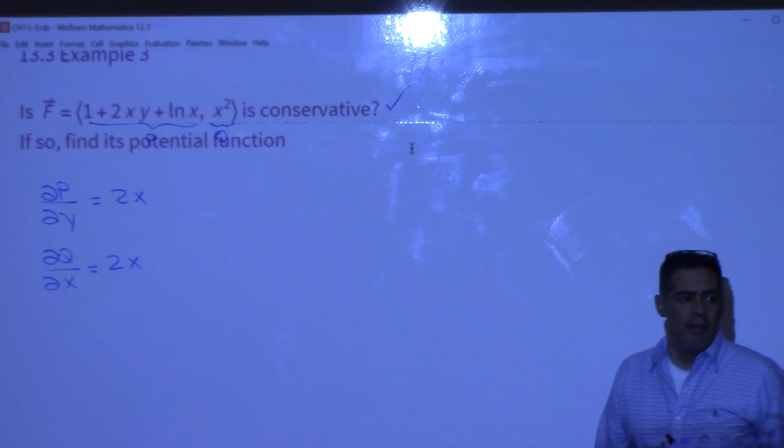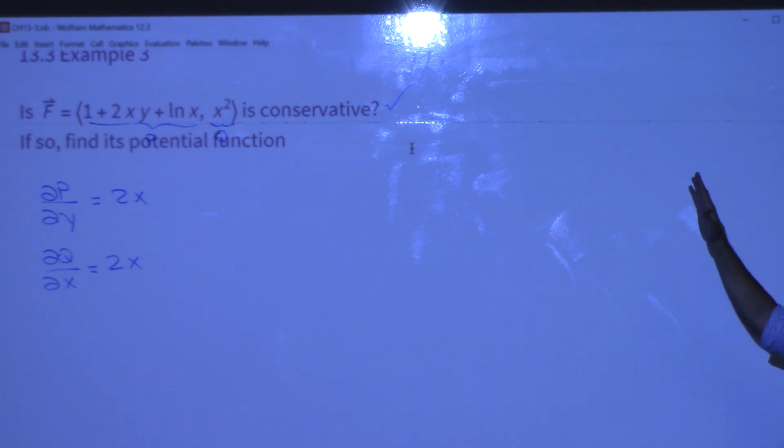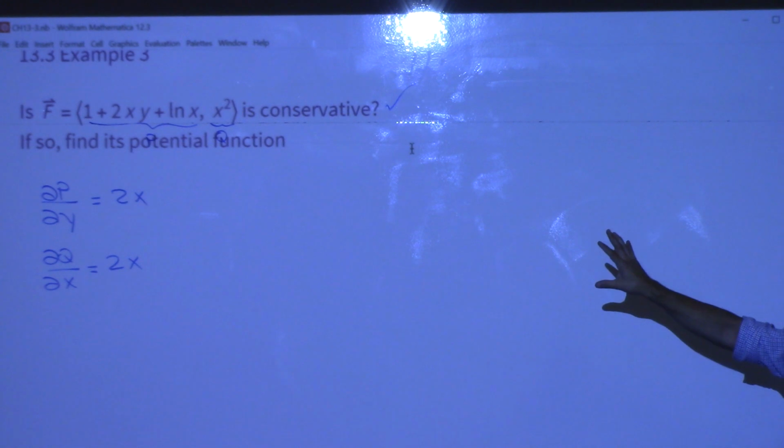Yes. Okay. But now I'm asking you something I did not ask you on the previous problem, and that is: find its potential function. What the hell is potential? I skipped the definition. I just scrolled through it real quick because I want to explain it in this example.